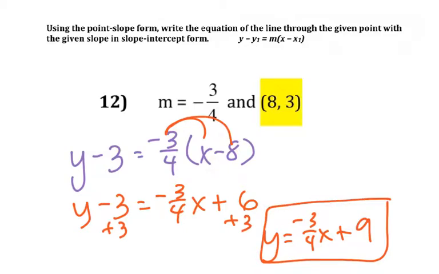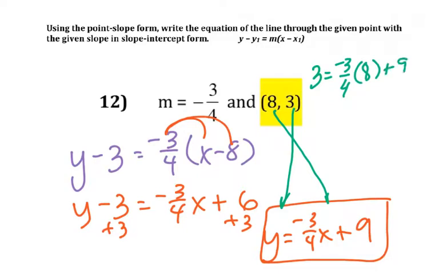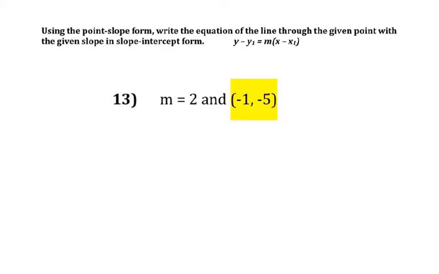So if you were doing a test or something, you could always plug in 8 right there and 3 right there and make sure it works. So is 3 really equal to negative 3/4 of 8 plus 9? Well, negative 3/4 of 8 is going to be negative 6 plus 9 is in fact equal to 3, so you know it works. And so that's a great way to know that you can check these things. Okay, again, pause, make sure you can do this one, and then we'll go on to something else.